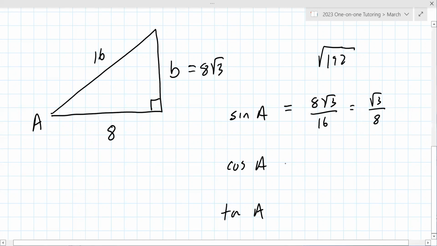Cosine will be 8 over 16, which would just be 2. Try again. Remember it's the top divided by the bottom. 0.5. 1/2, yep. And then tangent will be 8 square root of 3 over 8, which will just be square root of 3 over 1. Good. Or just square root of 3. Just square root of 3, yeah.